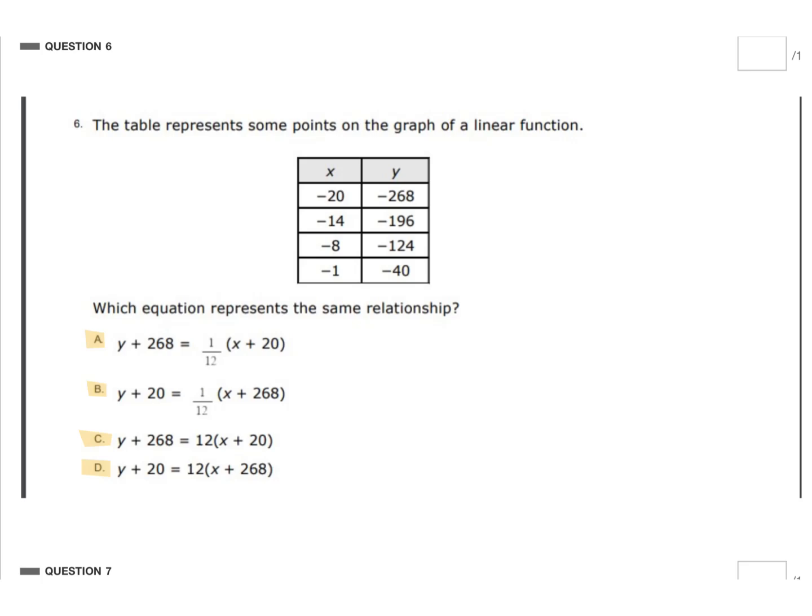Okay, we're back to a table again. So what table represents some points on the graph and which equation represents the same relationship? So once again, I am going to look at my answer choices. Now for this one, I notice it's not written in slope-intercept form. It's written in point-slope form.